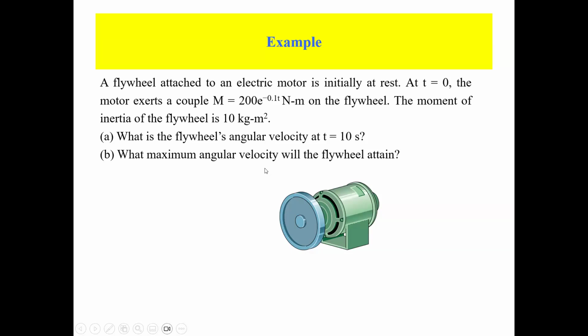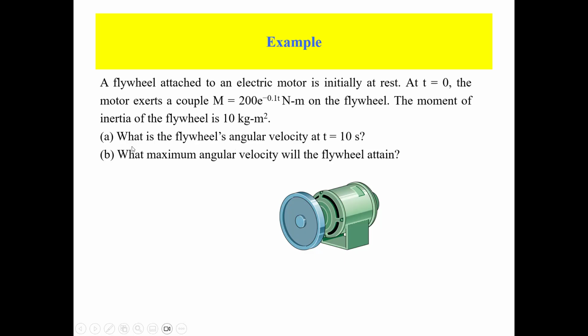Next problem. These problems show a flywheel that is attached to an electric motor and that the initial velocity is 0. Once the system is mentioned initially at rest, it means velocity equals 0. Also, the angular velocity is 0. The motor exerts a couple by this equation on the flywheel, and the moment of inertia for the flywheel is given.